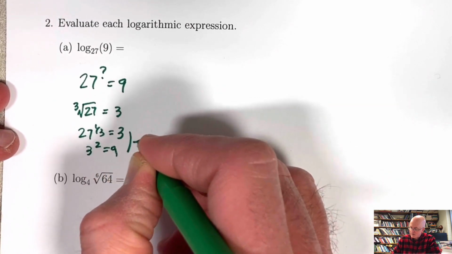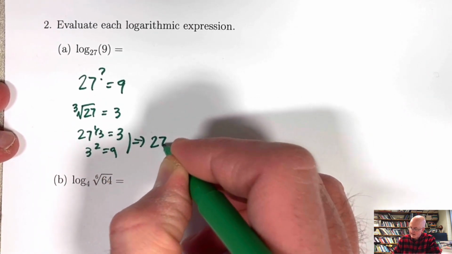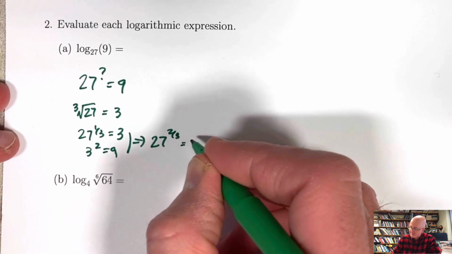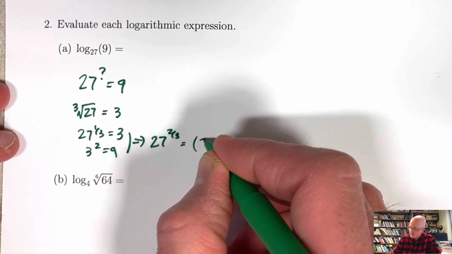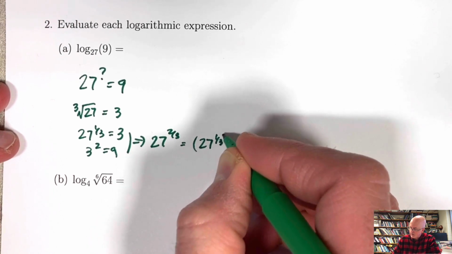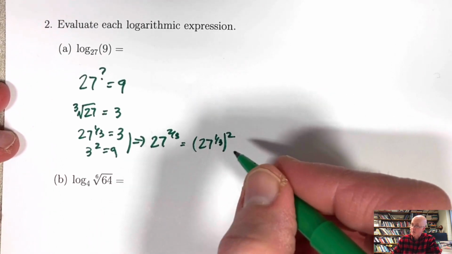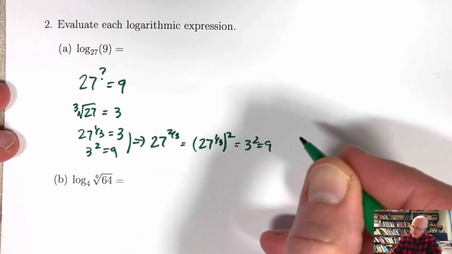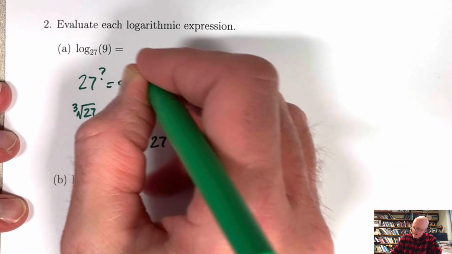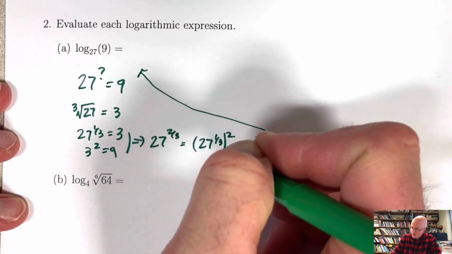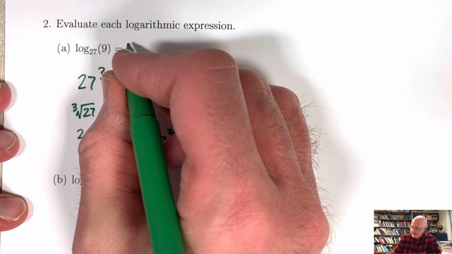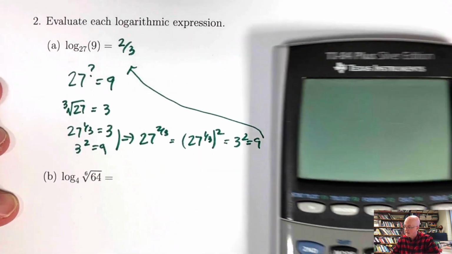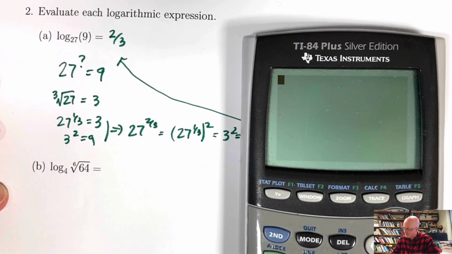If we combine these two facts, we see that 27 to the 2/3 power is also 9, because by definition, 27 to the 2/3 power is 27 to the 1/3 squared. I'm using a property of exponents there. This is 3 squared, that's 9. All this implies that the question mark is 2/3, and therefore log base 27 of 9 is 2/3. If we want to be sure, you could use a calculator, for example, if you have that available.